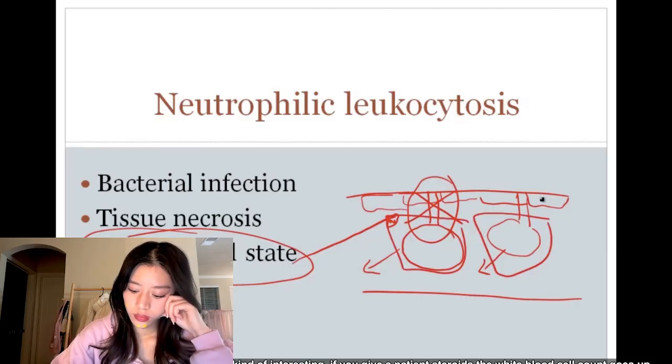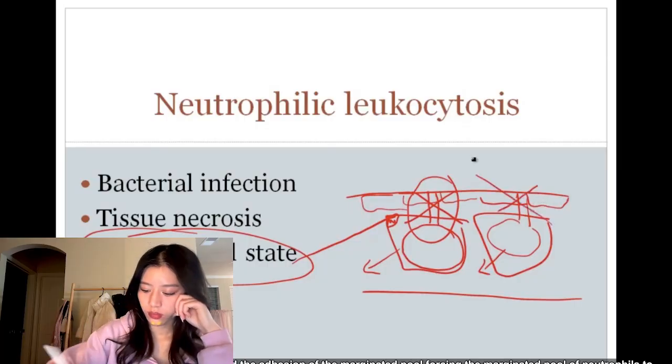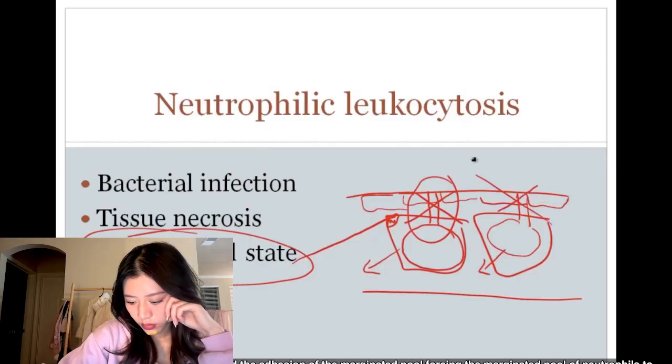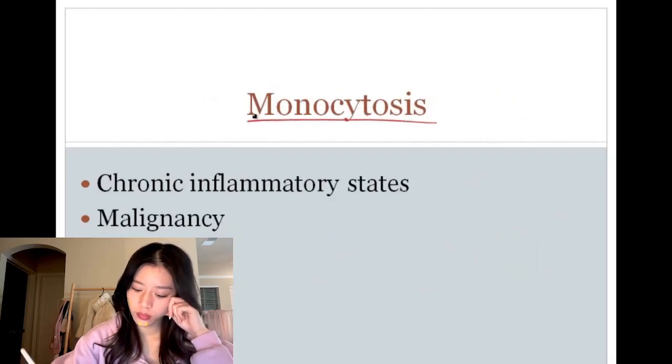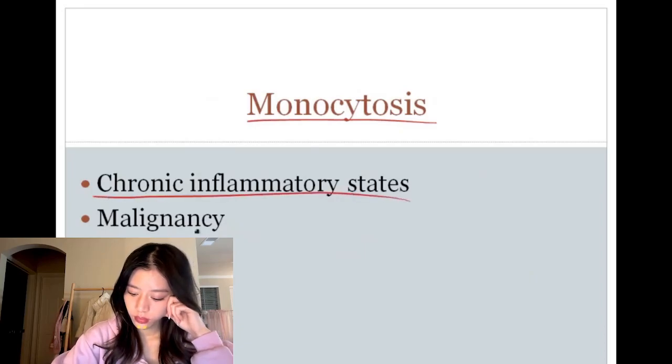And it's kind of interesting, if you give a patient steroids, the white blood cell count goes up. And again, that's because the steroids have disrupted the adhesion of the marginated pool, forcing the marginated pool of neutrophils to then fall into the blood, which would then increase the neutrophilic count, giving us a neutrophilic leukocytosis. Another possibility would be to get a monocytosis that would increase the white count. Monocytosis, very straightforward, is seen in chronic inflammatory states and is also seen in malignancy.